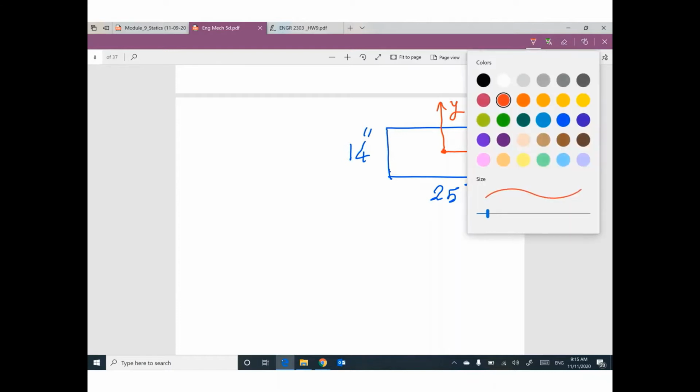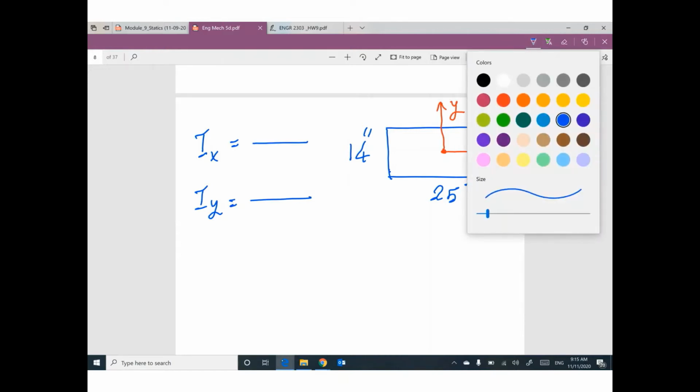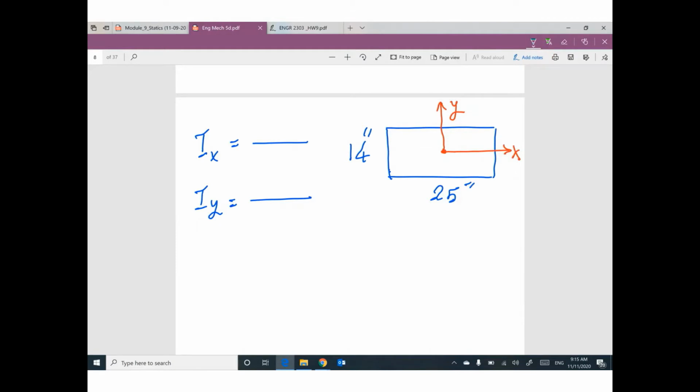Can you tell me what is the value of Ix? Can you tell me what is the value of Iy? Okay, Ix will be parallel to what? Parallel to x. I'm talking about Ix. So parallel to x. Which one is parallel to x? 25. Which one is perpendicular to x? 14. Cube over 12. So I can figure out the value.